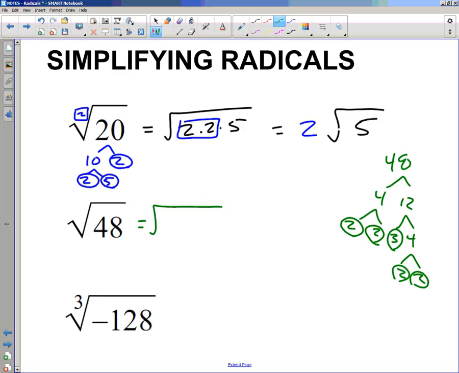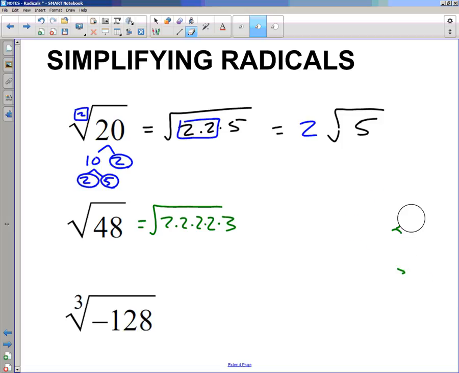So let's rewrite 48. We've got four 2's: 2 times 2 times 2 times 2, and then there's a 3 in there as well. So 48 in its prime factored form would be 2 times 2 times 2 times 2 times 3. I think I missed a 2 earlier, but all right, four 2's and a 3. So we've got to find groups of 2 again, because our index would be 2 here. There's a group of 2's and a second group of 2's. So this time we have 2 groups that are going to be coming out in front.